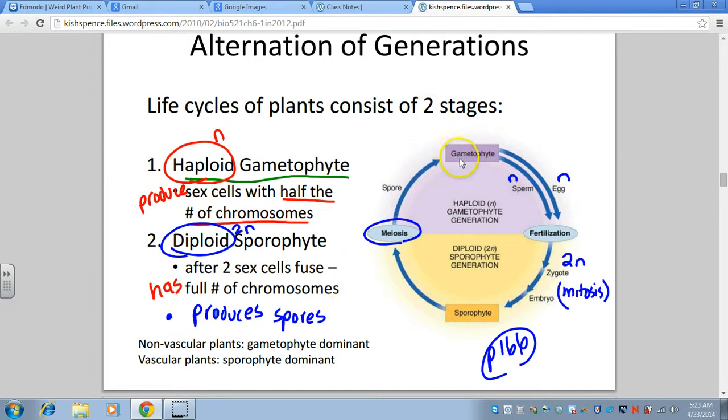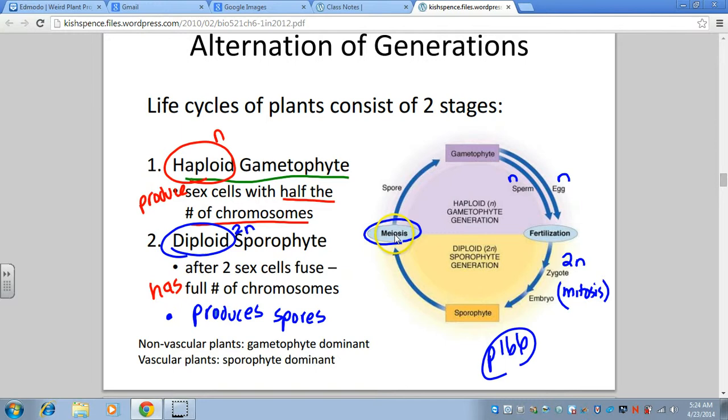So if we look, here's the gametophyte. The gametophyte is going to make egg and sperm, and the egg and sperm are haploid. Fertilization happens where they fuse, and they form a diploid, or 2N, zygote. As soon as the zygote divides even once, so it goes from one cell into two, they divide by mitosis, that's the process that happens. Once it divides even once, we refer to it as an embryo. So the embryo is developing then into a grown-up sporophyte.